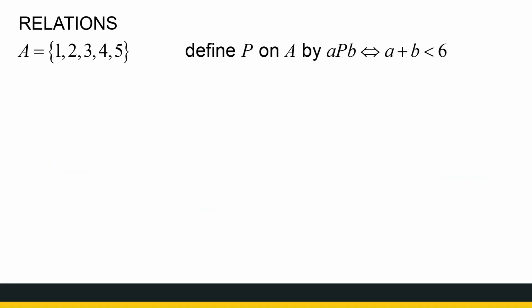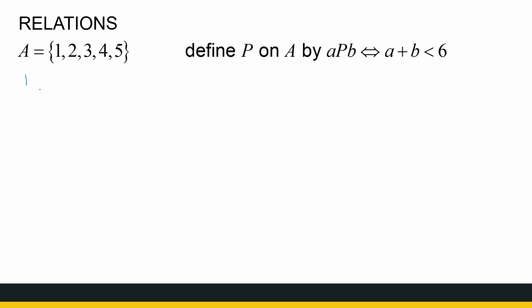All right, so let's look at another one. Look at a set A, 1, 2, 3, 4, 5. Define the relation P on A by A P B if and only if A plus B is less than 6. So that's a way to write it. That means A P B is true if A plus B is less than 6. So there's quite a couple that'll work here.